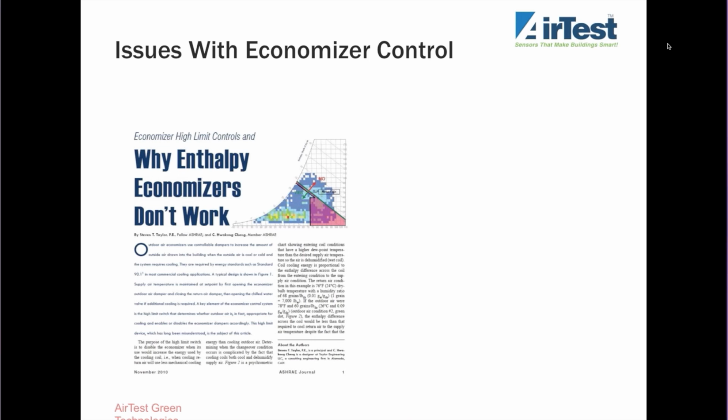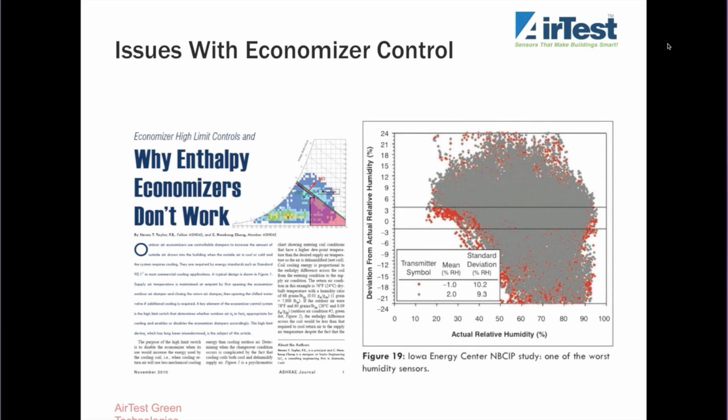If you want a bit more background on the problems with economizer control, this is an article that appeared in the ASHRAE Journal in November of 2010 talking about why enthalpy economizers don't work. And one of the biggest reasons, and this study actually cites one of those independent reports, shows the testing data for one relative humidity sensor used in an enthalpy sensor. The two lines going across the middle of this chart are a plus or minus 3% range, which was the spec of the sensor, and all the dots you see on this graph was the actual performance of the sensor.